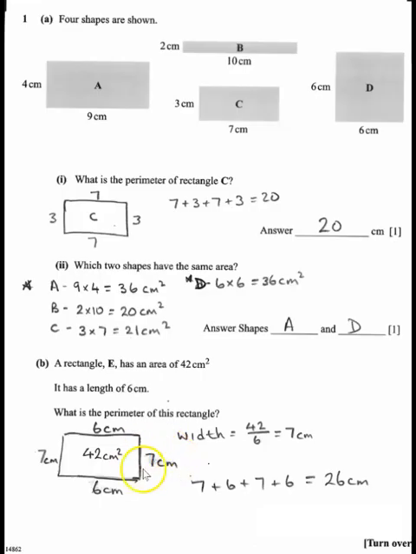And to get the other length, 7, what we've done is 42, the area, divided by one of the lengths. And so if you divide the area by one of the lengths, you'll get the other length in a rectangle. So we have 7 centimeters and we can fill in all the sides like this. And then as the question is asking for perimeter, we just add all these sides up and it should be 26 centimeters.